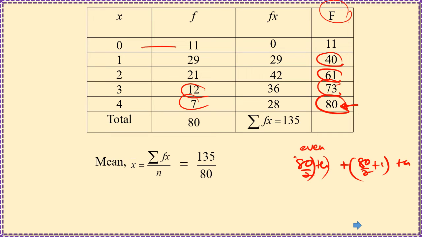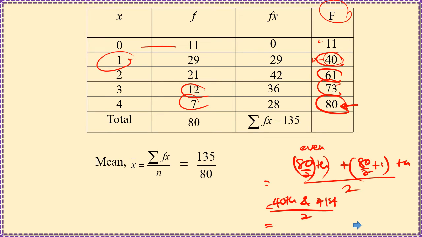Find the average. So it will be the 40th and 41st observation. So which one is the 40th and 41st observation? So the 40th will be here. Remember, this is 1 to 11. This is 12 to 40th observation. So the 40th observation is 1.